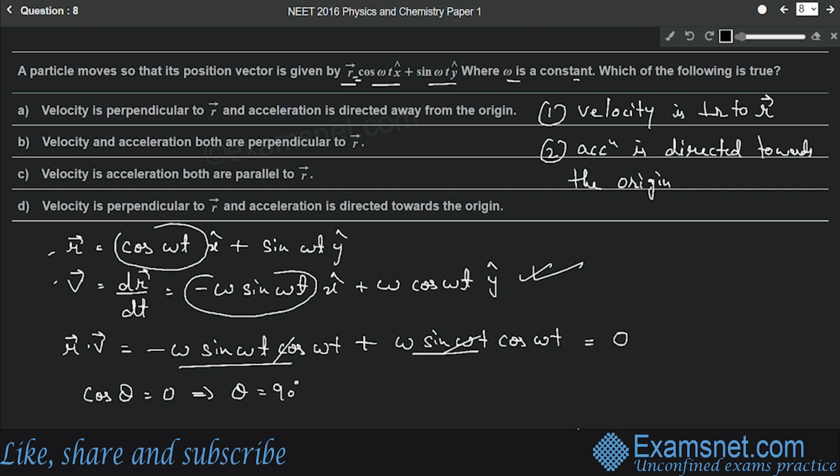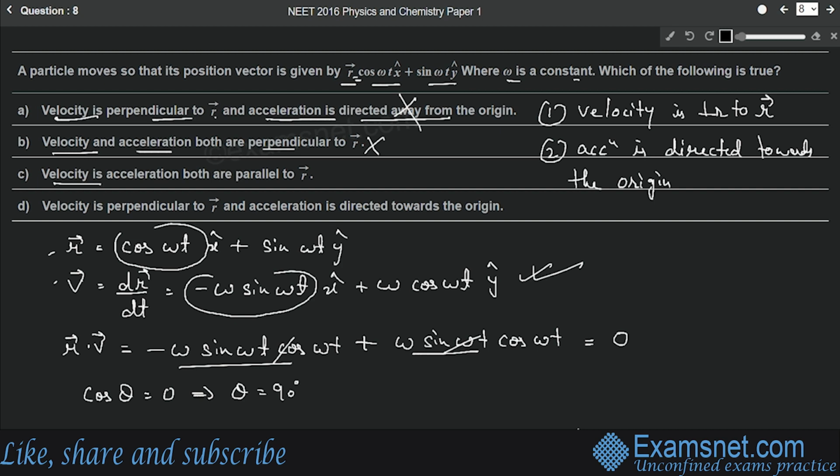Okay, so let's come to the options now. The first option says velocity is perpendicular to vector r. Yes, we have seen it is perpendicular to vector r. And acceleration is directed away from the origin. No, this is not true, because position is directed away from the origin, and since here acceleration is opposite, it is directed towards the origin, not away from the origin. Okay, so this is not correct. Second option is velocity and acceleration both are perpendicular. No, we have seen that acceleration is not perpendicular, it is opposite. Okay, so this is also not true.